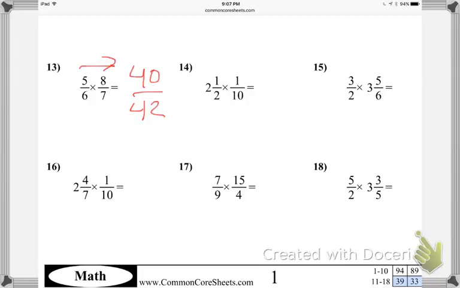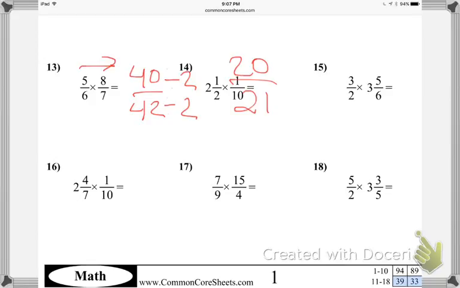To simplify this fraction, I think of a common factor that 40 and 42 have. I'm thinking of 2. I can divide both of them by 2. 40 divided by 2 is 20. I'm going to write over this other problem. And 42 divided by 2 is 21.